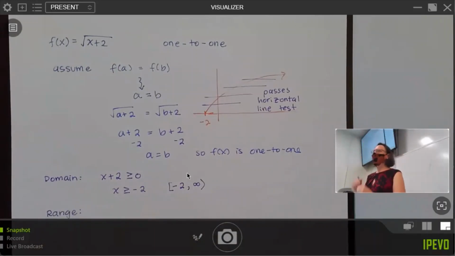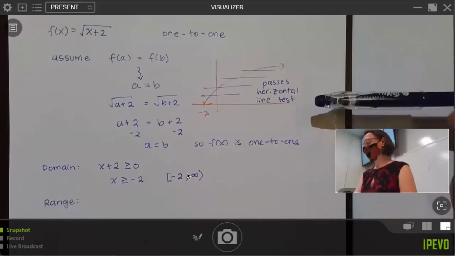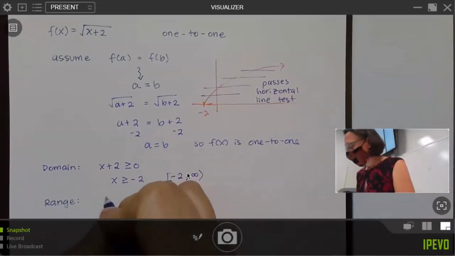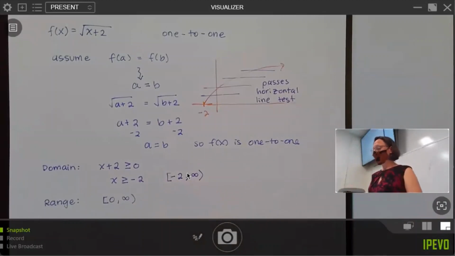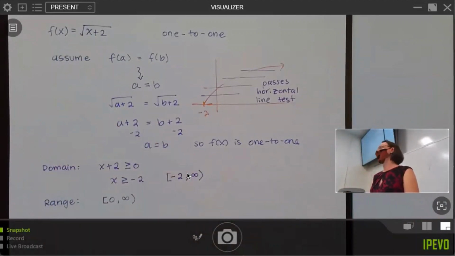And then the third part of this question is asking about the range. And so for the range, since we already have this lovely graph, I'm going to use the graph and say, oh, well, the range is from 0 to positive infinity. And we get to include the 0 because there is a value of x that we can plug in that makes the function equal to 0.